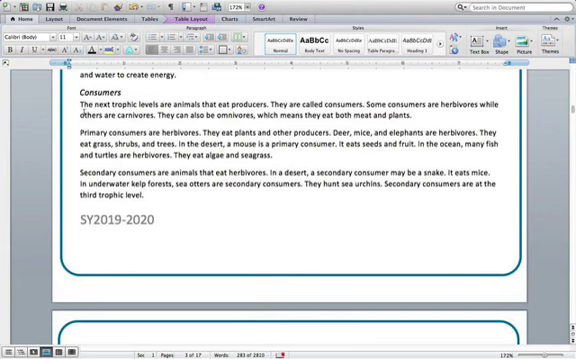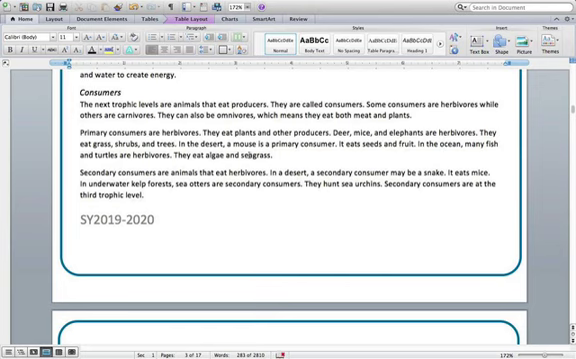Consumers. The next trophic levels are animals that eat producers. They are called consumers. Some consumers are herbivores while others are carnivores. They can also be omnivores, which means they eat both meat and plants. Primary consumers are herbivores. They eat plants and other producers. Deer, mice, and elephants are herbivores. They eat grass, shrubs, and trees.